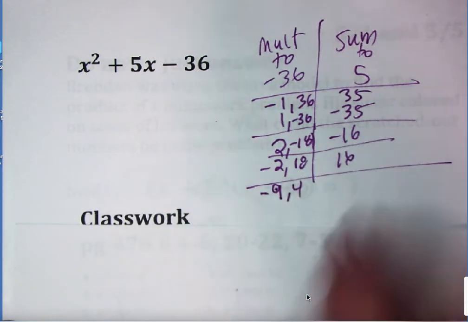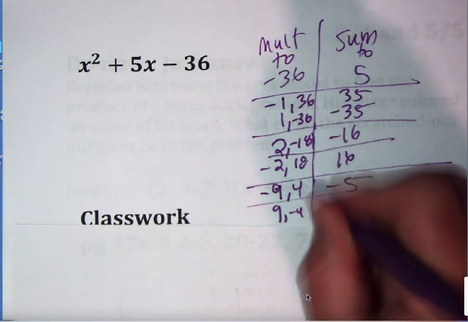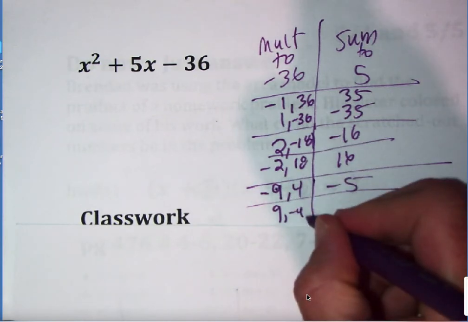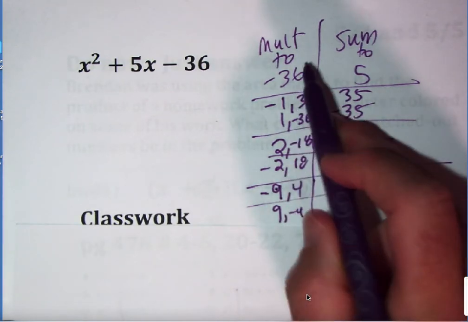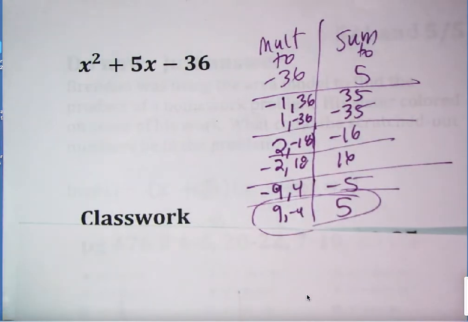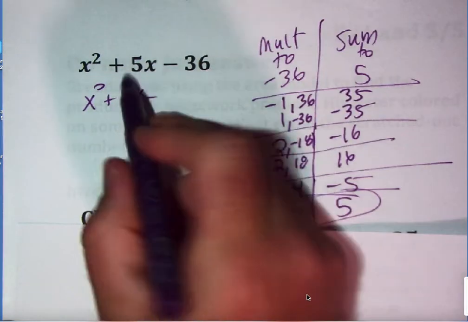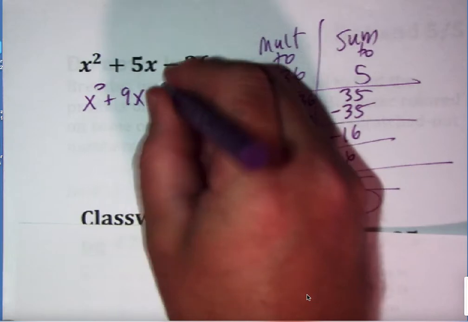Negative 9 times 4, no, that's negative 5. Oh, the other way around, 9 and negative 4. 4 times negative 4 times 9 is negative 36, and this adds to positive 5. So we found our numbers. X squared came from 9x, 5x came from 9x and negative 4x.